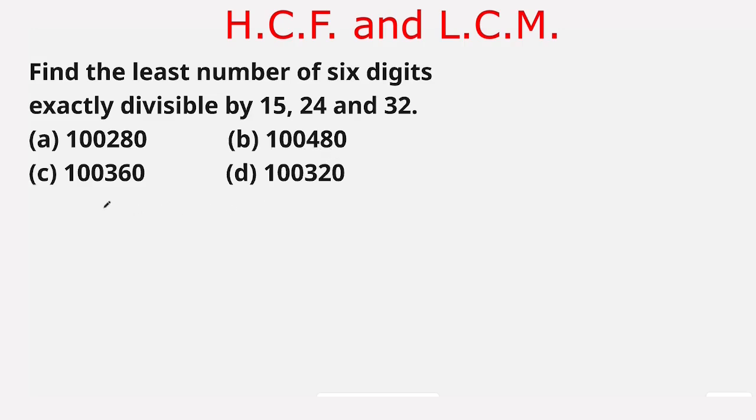In option B, 1 plus 4 is 5, plus 8 is 13. This is not divisible by 3. In option C, 1 plus 3 is 4, 4 plus 6 is 10. This is also not divisible by 3. And the only option left is option D. That might be our answer. But we check it with the sum of the digits. 1 plus 3 is 4, 4 plus 2 is 6 and 6 is divisible by 3. It means that our answer must be option D.